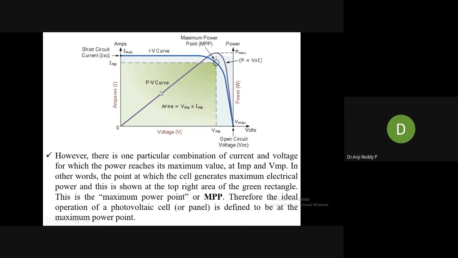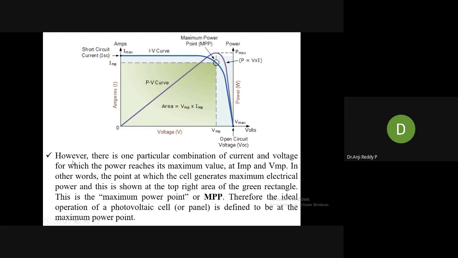See here. However, there is one particular combination of current and voltage for which the power reaches its maximum value. Where the current value is maximum and the voltage value is maximum, if you multiply both, then you will get the maximum power. That is this one, the right side top corner. At the right side top corner, we are getting the maximum power.